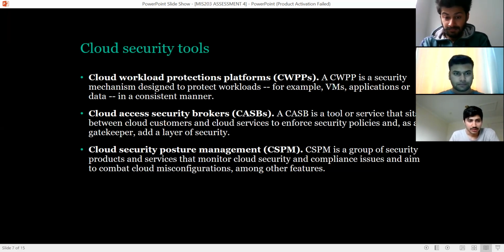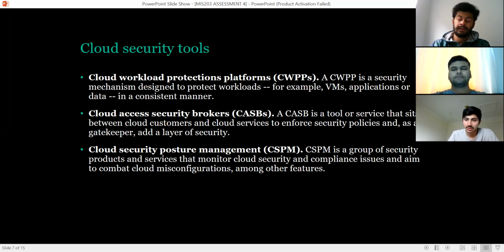Now I will discuss some cloud-specific tools, which include the following. Cloud workload protection platforms: a CWPP is a security mechanism designed to protect workloads, for example VMs, applications, or data, in a consistent manner. Second is Cloud Access Security Broker: a tool or server that sits between cloud customers and cloud services to enforce security policies and, as a gatekeeper, add a layer of security. Third is cloud security posture management.